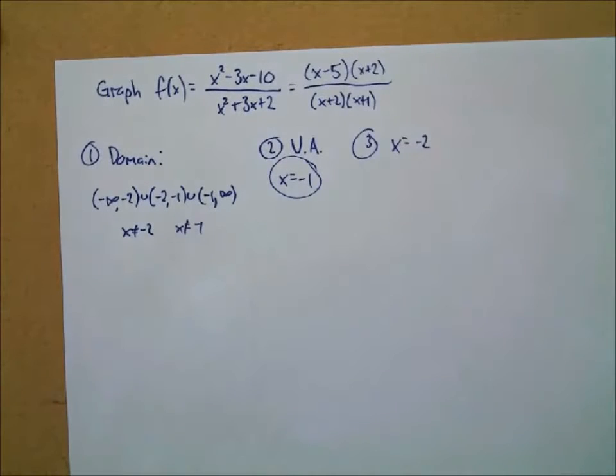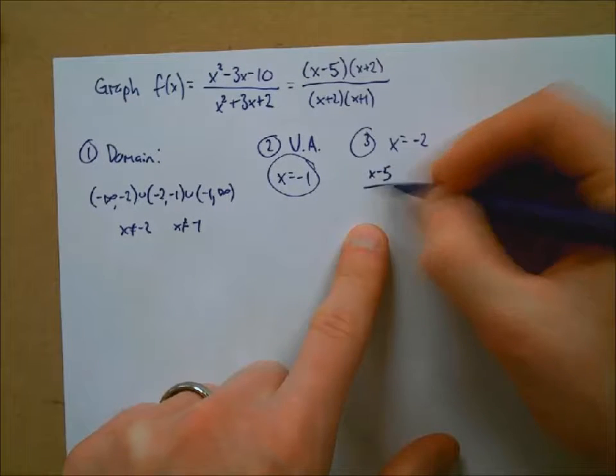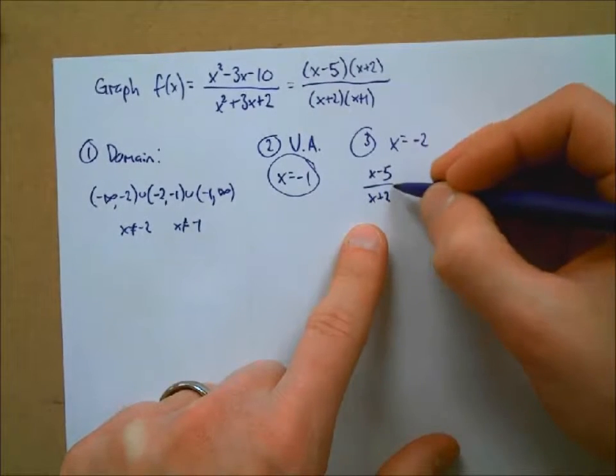But that's the x coordinate. A hole is like a point. It needs to have a y coordinate as well. So, we're going to plug it back into the equation, but we're going to plug it back into the factored and canceled form, okay?